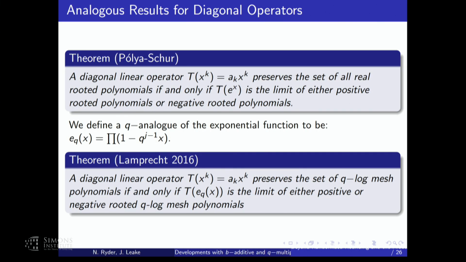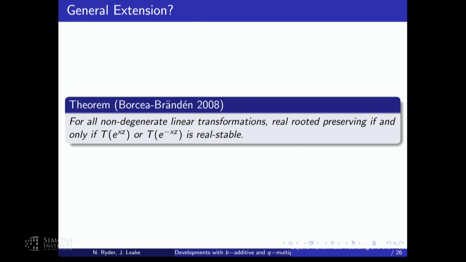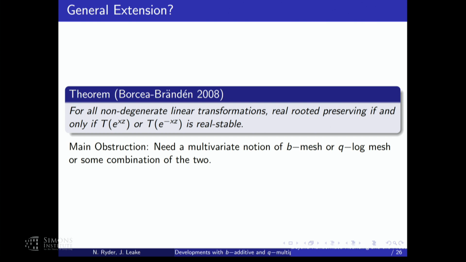So that answers the first question of Polya-Schur in the discrete setting for two families of operators, shift operators and diagonal operators. And you can ask, what about the general case? So there's the Brondin result of 2008, which classifies linear transformations which preserve real rootedness. You could ask, can we get something like this in this case? And I'm curious. I do not know the answer to that. So you need a multivariate notion of b mesh or q log mesh or the combination of the two. I have some ideas about this, but currently this is still open.